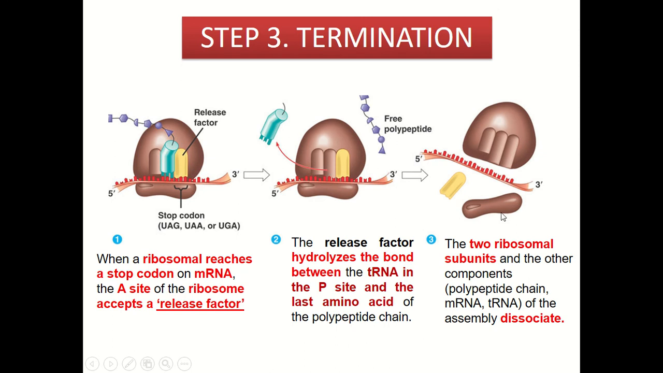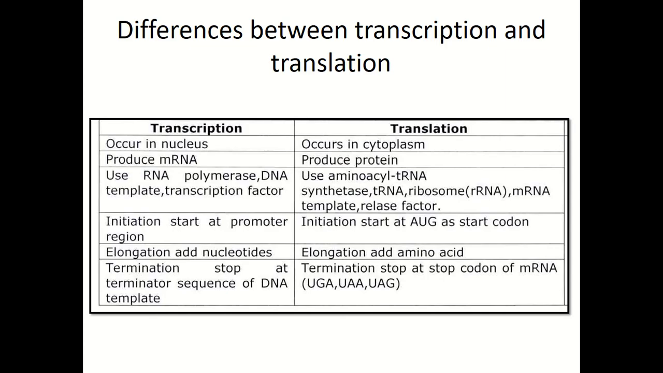And next, the two ribosomal subunits, small and large, and the other components of translation, such as the mRNA and the release factor, will be detached from each other and the assembly will be disassociated. So now we already have our protein here, a free polypeptide that is produced in the cytoplasm.